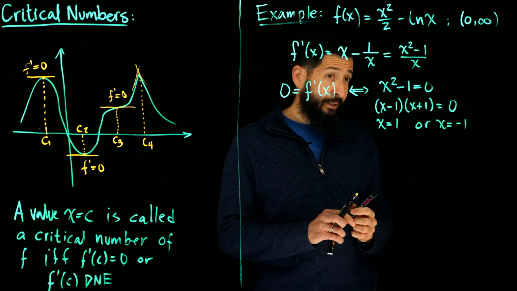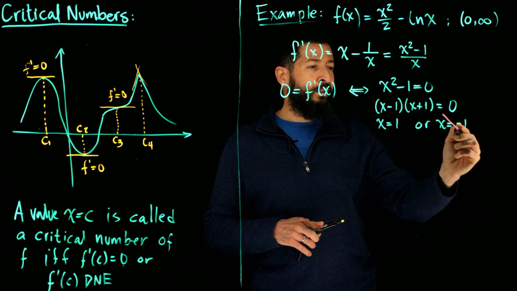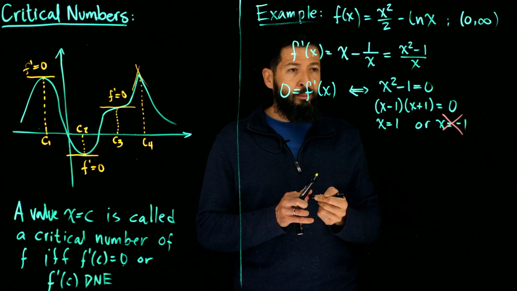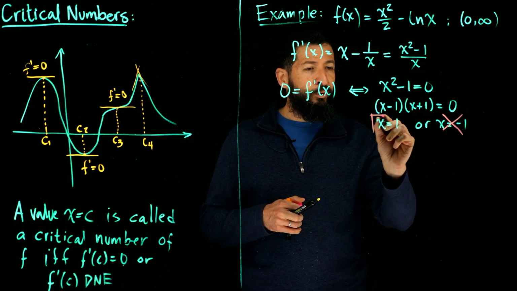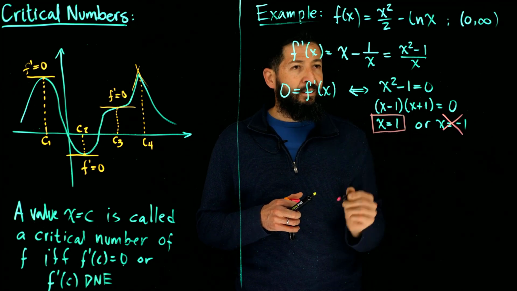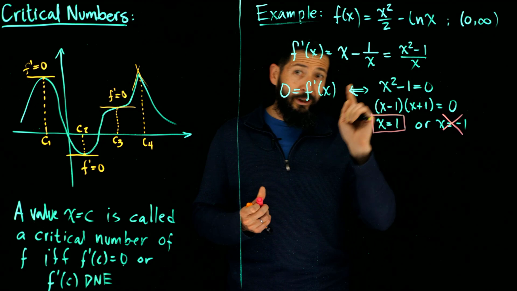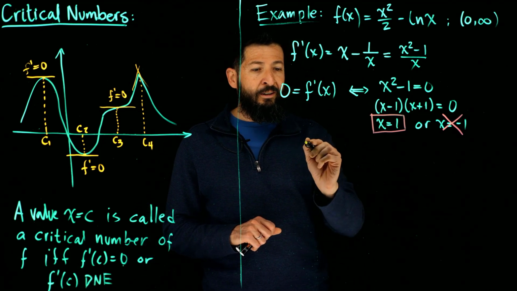Well, we do have a bit of a problem because negative 1 is not in the domain, so you do not list this guy because that is not a critical number to this function. So far we have 1. And this is where most people stop. They forget and say, wait, I'm done with critical numbers. And I say, no, wait a second. You still have to check for whenever the derivative is undefined.